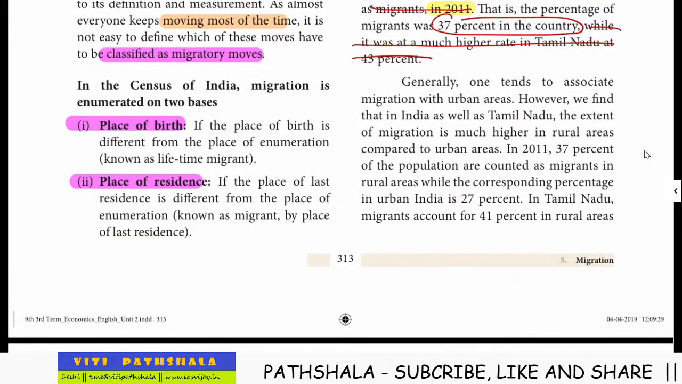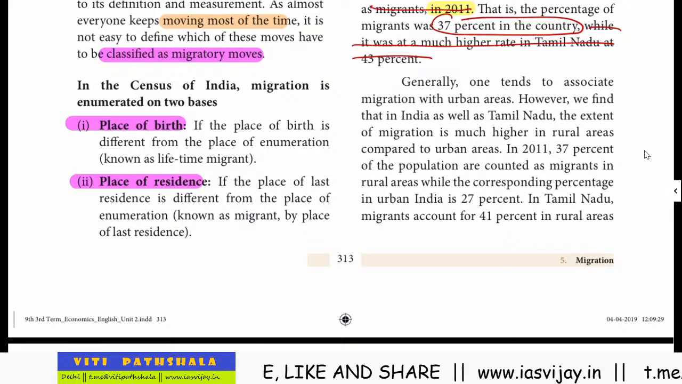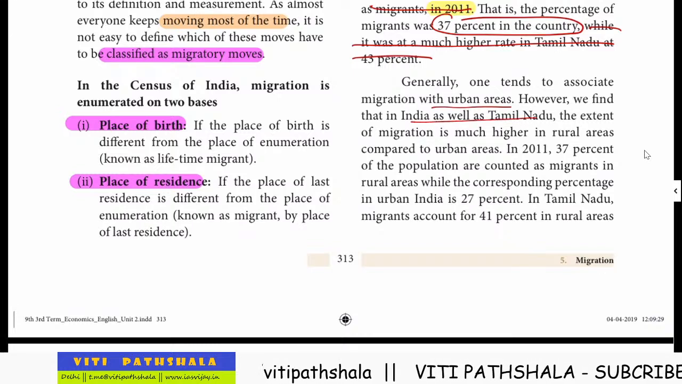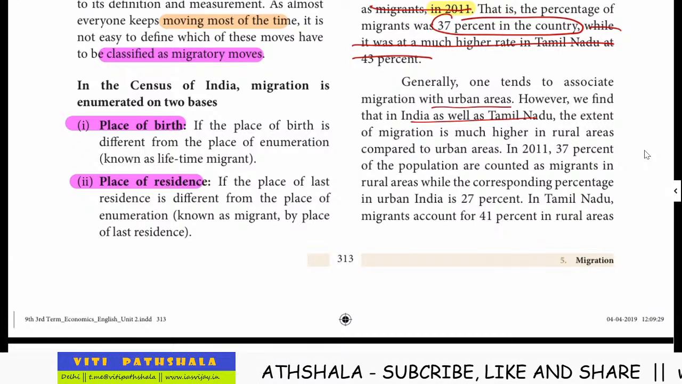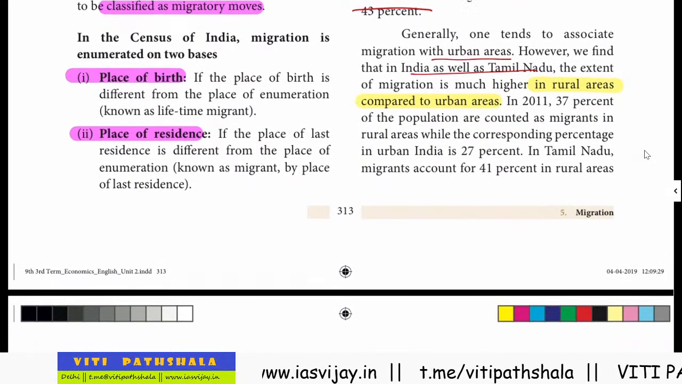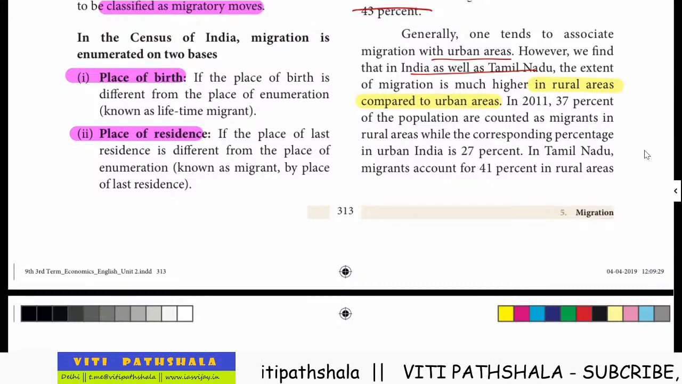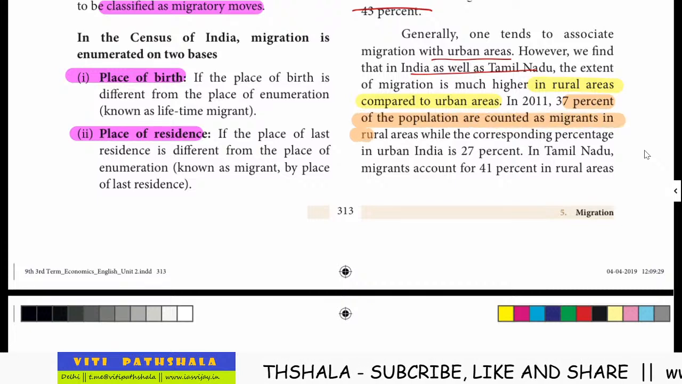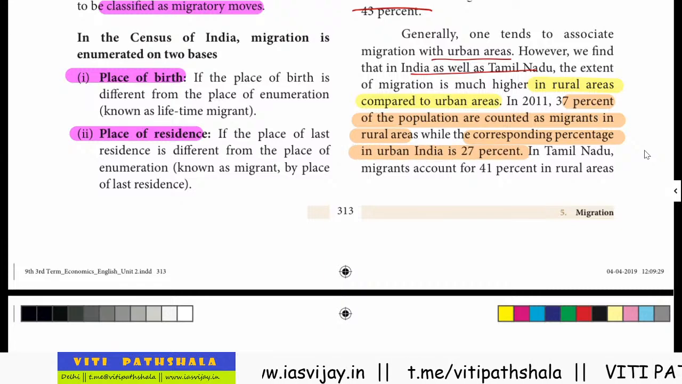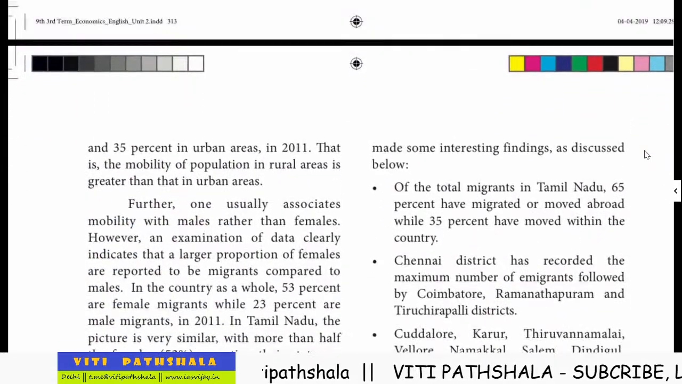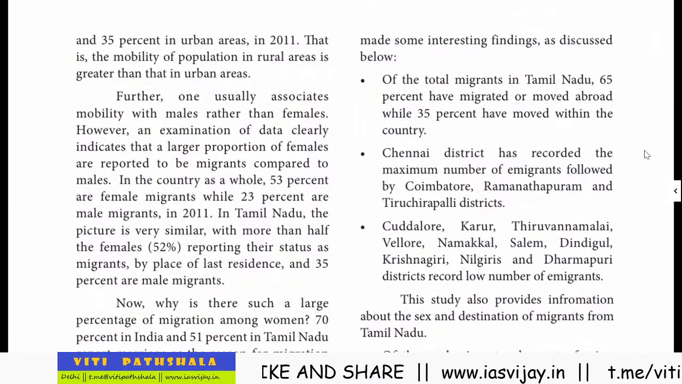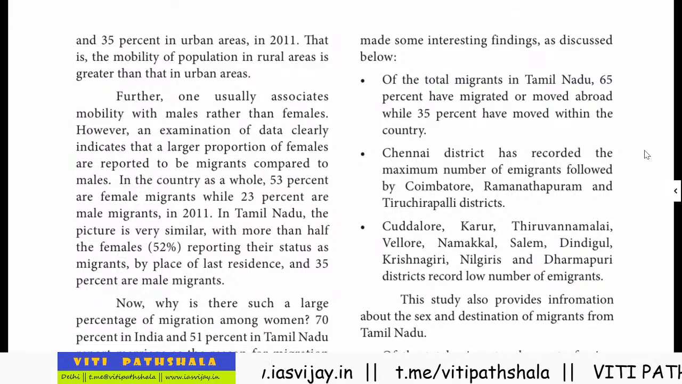Now, generally one tends to associate migration with urban areas. However, we find that in India as well as in Tamil Nadu, the extent of migration is much higher in rural areas compared to urban areas. In 2011, 37% of the population were counted as migrants in rural areas, while the corresponding percentage in urban India is 27%. In Tamil Nadu, migrants account for 41% in rural areas and 35% in urban areas in 2011. That is, the mobility of the population in rural areas is greater than in urban areas.